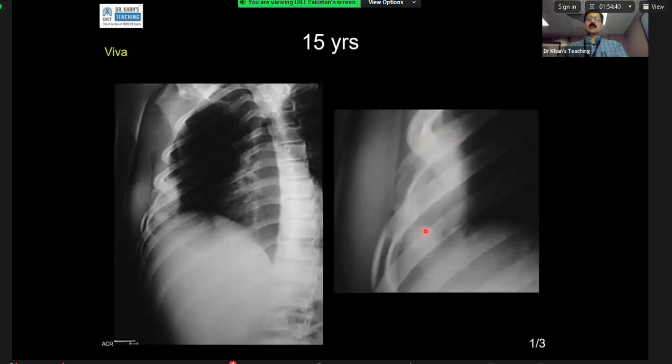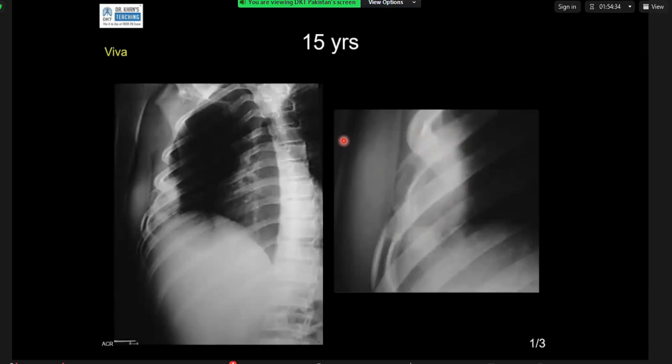Describe this lesion in this rib. Over to you. Provided frontal and lateral projection views of the right side of the chest, showing an ill-defined lytic lesion involving the... Your volume is slightly low. Can you please speak up? Sure, sir. Am I audible now, sir?